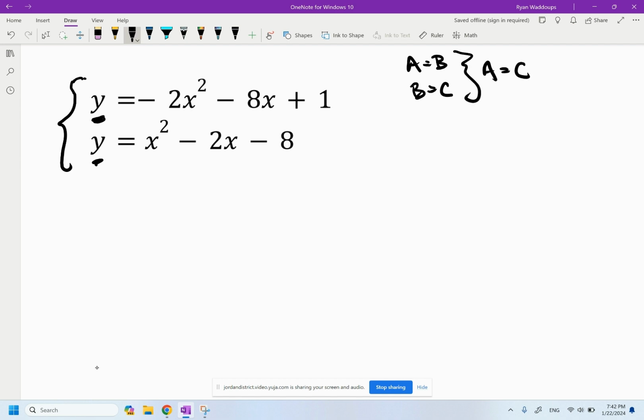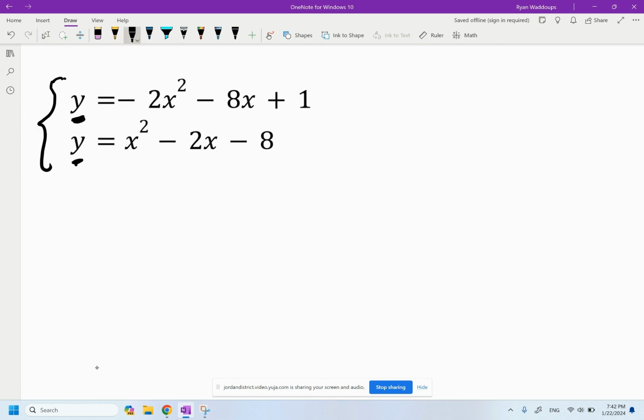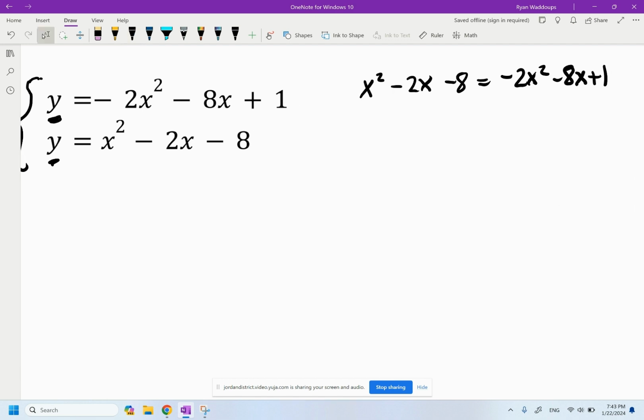Well, y is like the B in this example, and so if two things are equal to the same thing, then those other two things are also equal to each other. So we're going to set this up. I'm going to put x squared minus 2x minus 8 is equal to minus 2x squared minus 8x plus 1. And we want to put this in standard form. So I want all of my x squareds together, all of my x's together, and all of my constants together. So I'm going to get rid of this minus 2x squared by adding 2x squared.